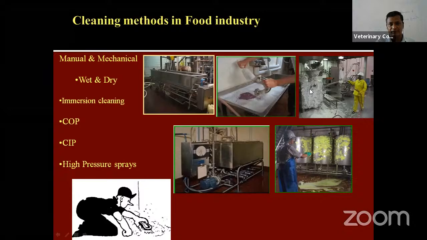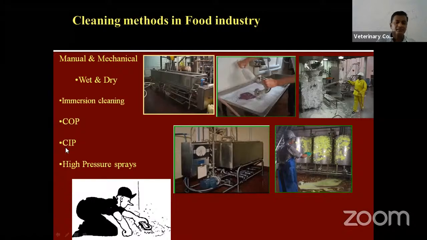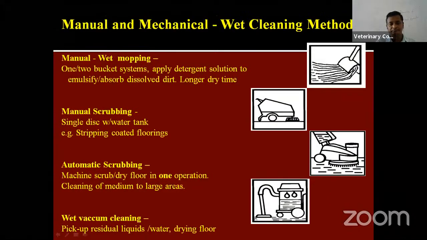The different kinds of cleaning are, as I told in the beginning, manual or mechanical cleaning. Manual means with hands or using tools. Mechanical means using machines. Immersion cleaning is one more type: just immerse in the tank and get it clean. COP means cleaning out of place: dismantle the instrument, bring it to the dedicated cleaning area, and clean it. Then CIP is cleaning in place, without dismantling. In achieving the cleaning, high pressure sprays are of great help. Wet vacuum cleaning is also there, in addition to automatic scrubbing.